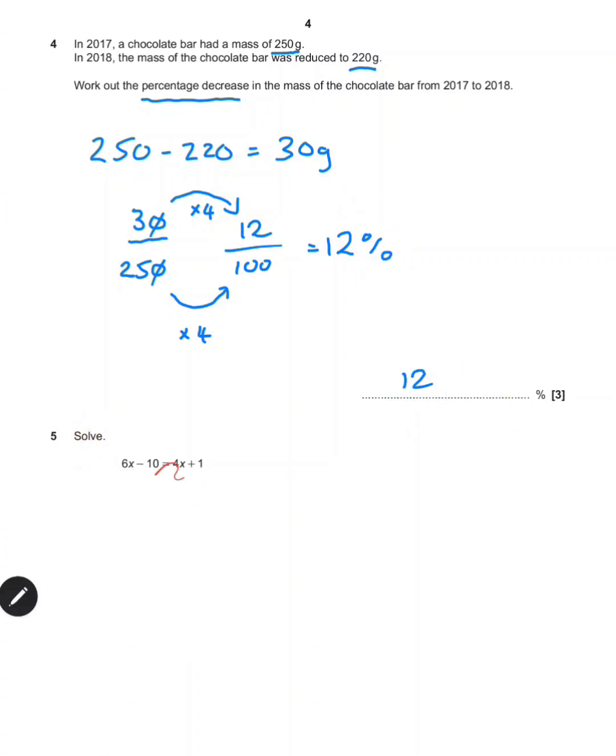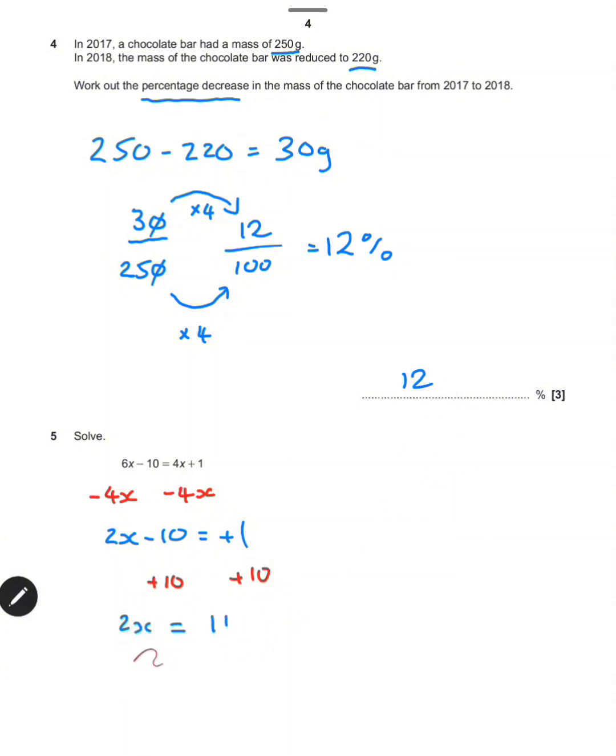Question 5, we're asked to solve an equation with x's on both sides. If you ever get this, always get rid of your smaller x's first. So let's take 4x from both sides. And 6x take 4x is 2x. That's gone away, and we're left with the plus 1. Let's now add 10 to both sides. And we end up with 2x equals 1 add 10 is 11.